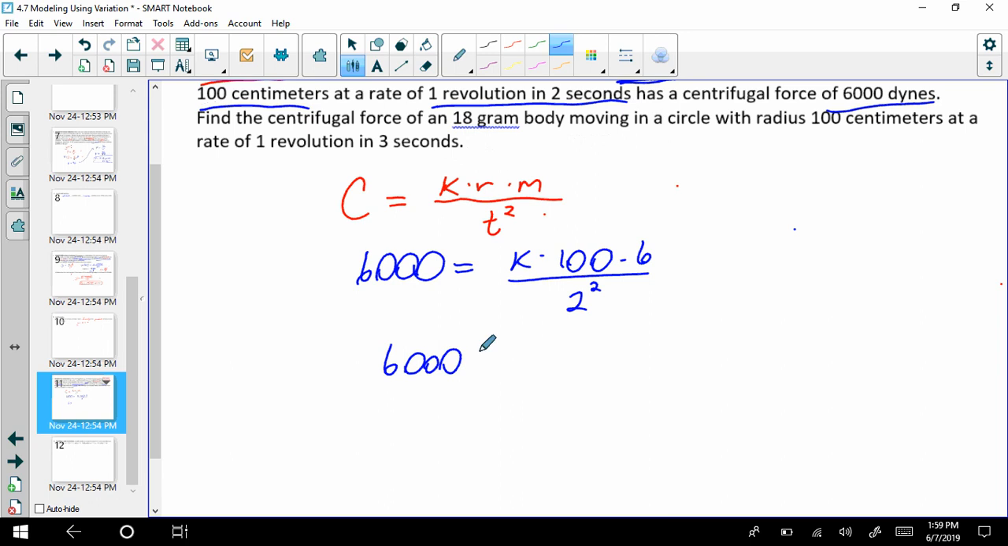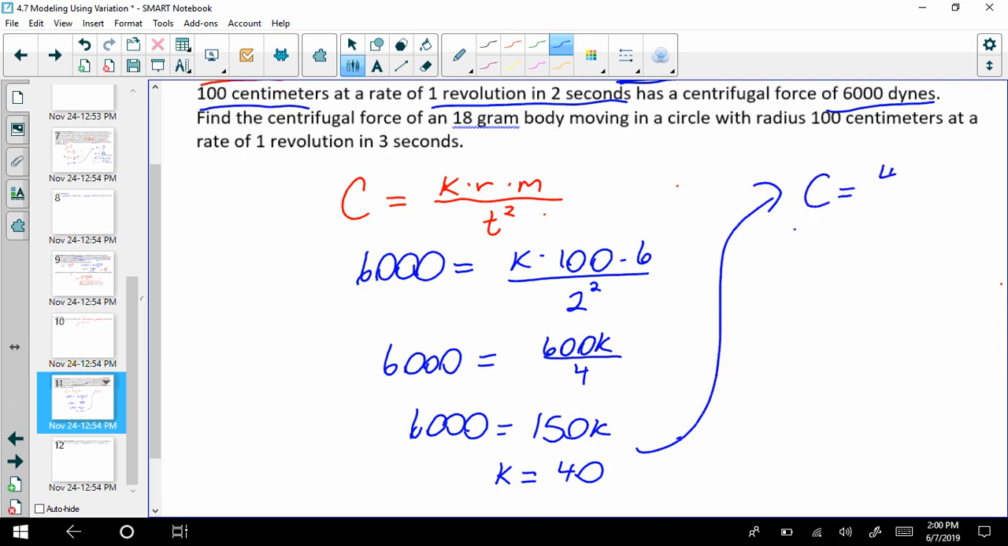So 6,000 equals, that would be 600K over 4. Let's actually do 600 divided by 4, and I want to know what that would be. So if you divide 600 by 4, we get 150K, and then divide both sides by 150. So K is 40. So now my equation is C equals 40 Rm divided by T squared.